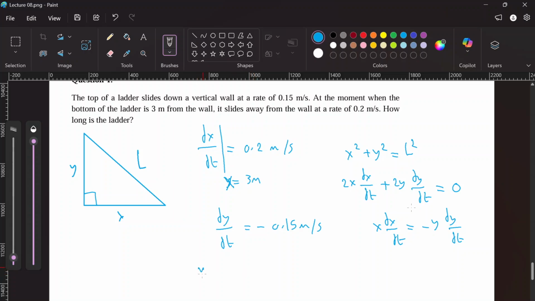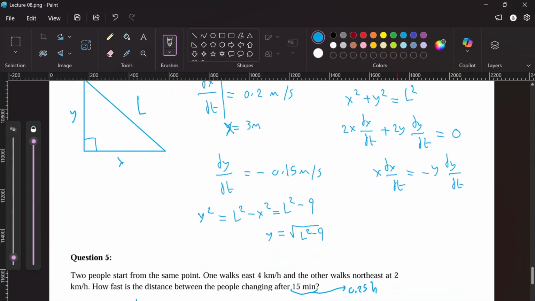So we have y squared equals L squared minus x squared. When we substitute 3, we get L squared minus 9. So y equals the square root of L squared minus 9. Next, we substitute all of these things.